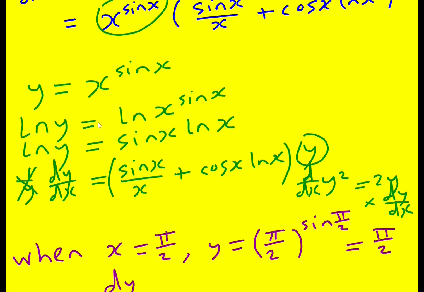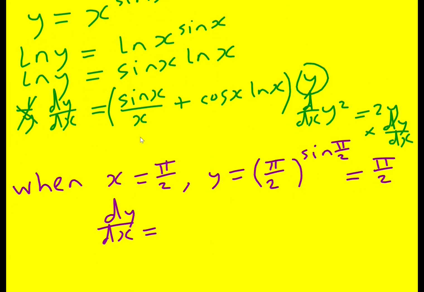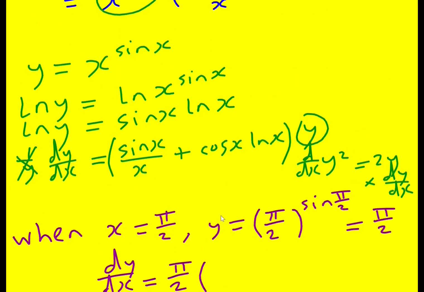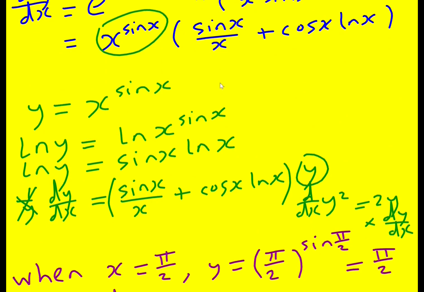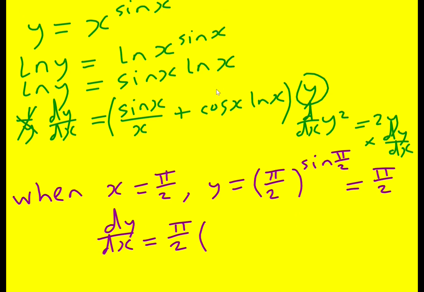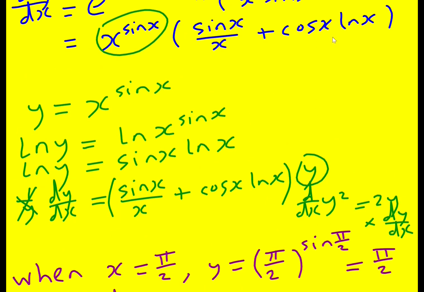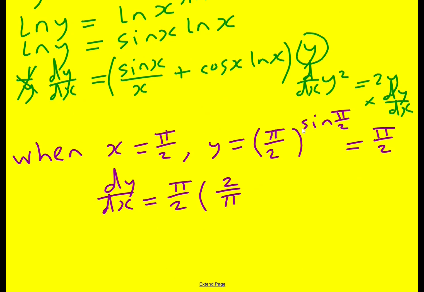is going to equal x to the power of sine x. Well, we just literally figured that out. That's going to be pi over 2. And then using the product rule, it's going to be sine pi over 2, which is 1, divided by pi over 2. Well, 1 over pi over 2, you just flip round to 2 over pi. And then I'm going to add cos of pi over 2 times ln pi over 2. Well, cos pi over 2 is 0. So actually, I just get this, and I'm going to get an answer of 1.